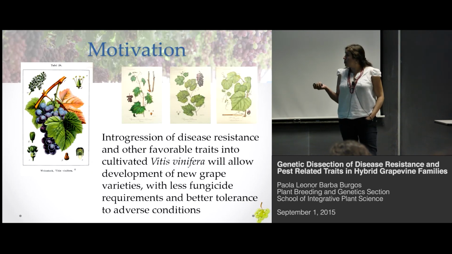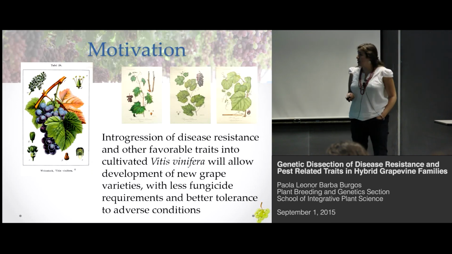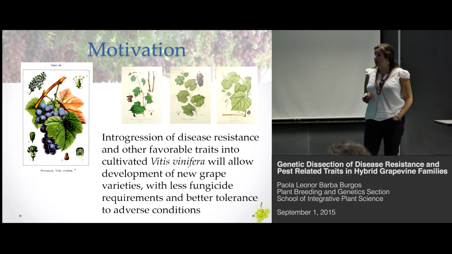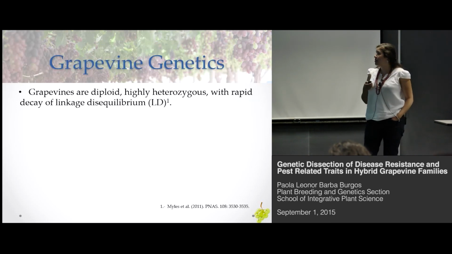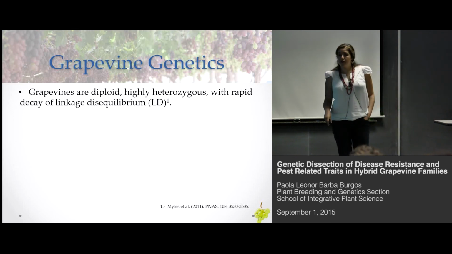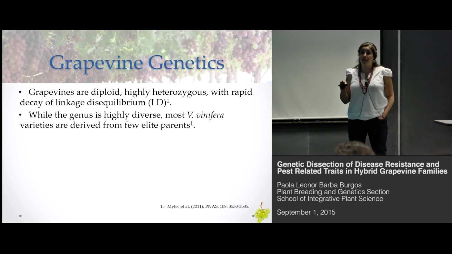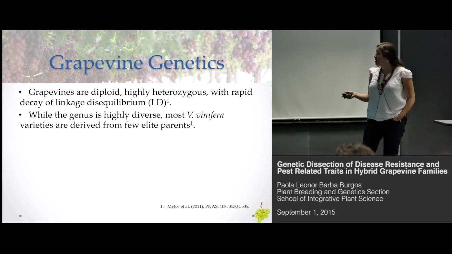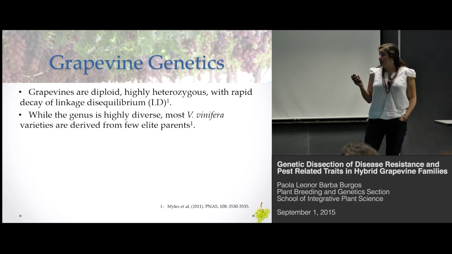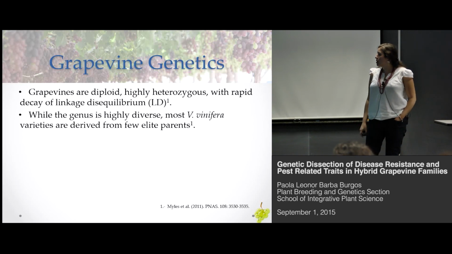In order to do this, we need to understand grapevine genetics. Grapevines are diploid, highly heterozygous, with a rapid decay of linkage disequilibrium. And while the genus is highly diverse, most of the Vitis vinifera varieties that we consume are derived from a few elite parents, so there is a lot of room for improvement here. They have a relatively medium to small genome with 19 pairs of chromosomes.